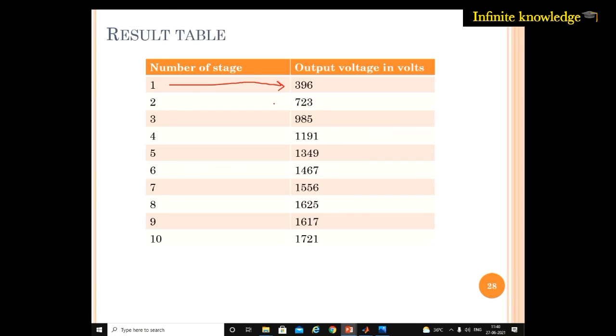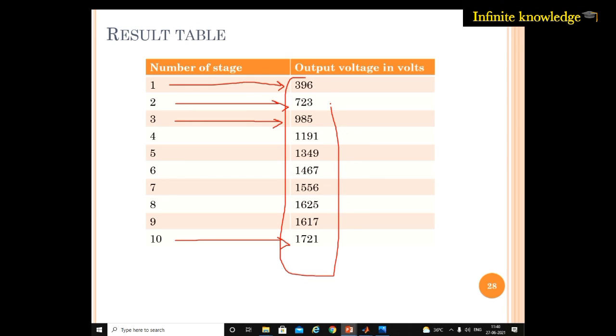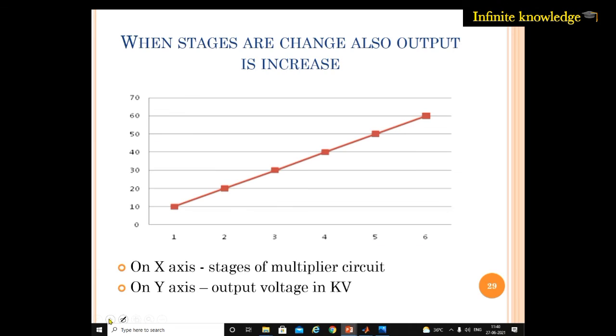You can say at the first stage we get 396 volt, at the second stage we get 723 volt, at the third stage we get 985 volt, and at the last stage we get 1.7 kV or 1721 volt, and this is a DC voltage with ripple. This is the DC voltage that we get at the output side, but there is a ripple, that's why we get this type of waveform.